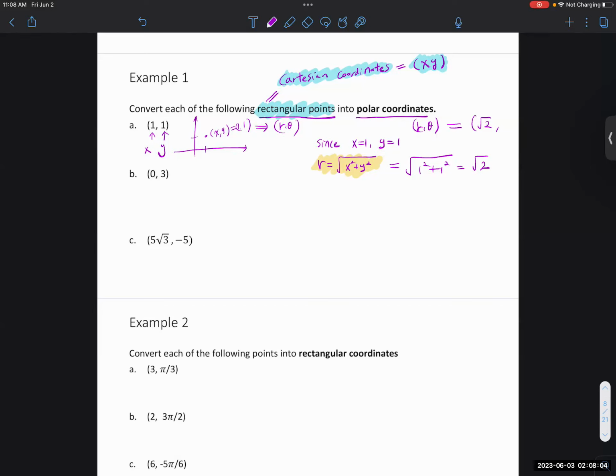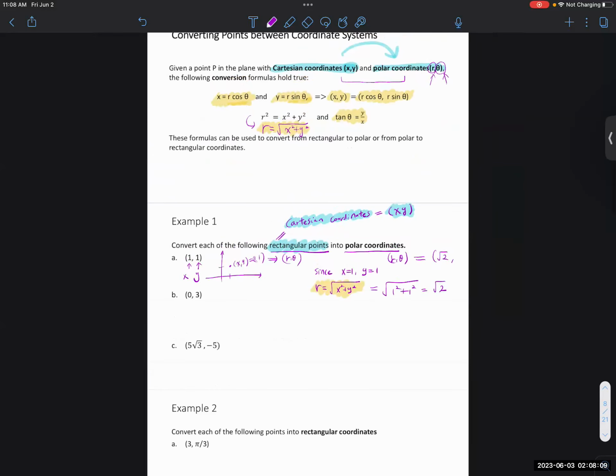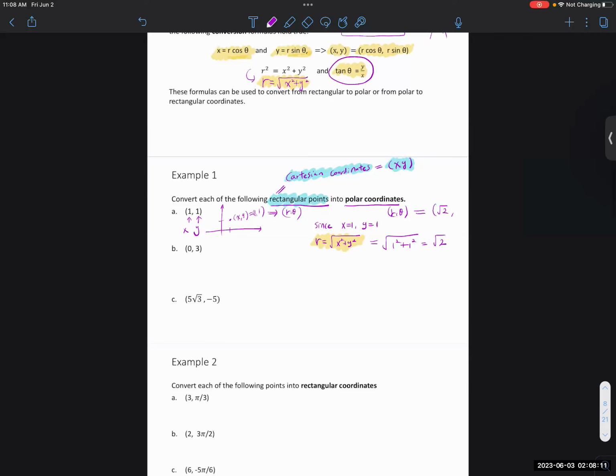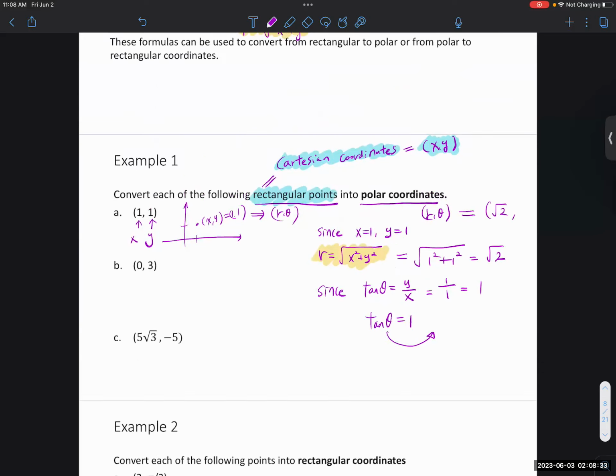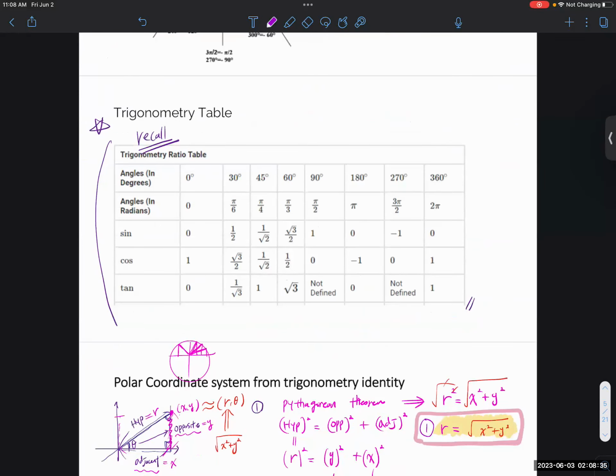Can we find out the theta? So since x and y are given, using tangent theta, y over x is going to give you the tangent theta. Since we know tangent theta is y over x, it's going to be 1 over 1, which means the tangent theta is 1. Can we find out the angle? Go up the table.